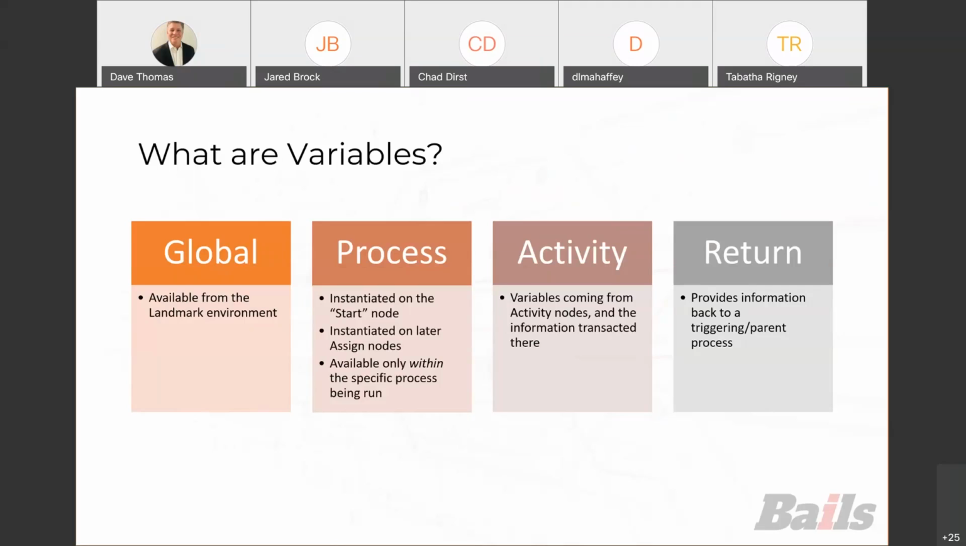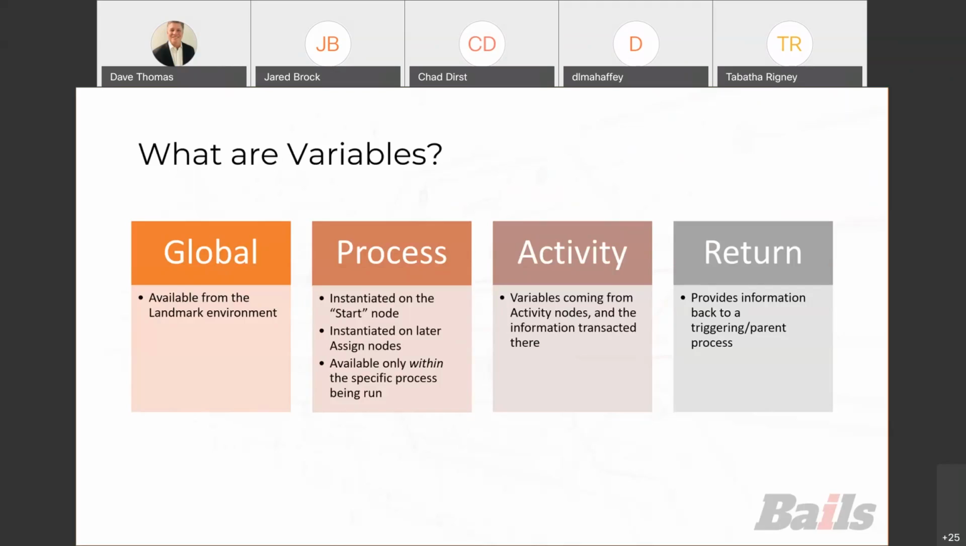And process variables are available only within the specific process that you're running. So if you've got a couple different process flows and you have a bunch of variables defined in one of those processes, they're not available to the other. Even if they're running in the same application, they're running in the same environment, those process variables are specific just to the process that you're running through.